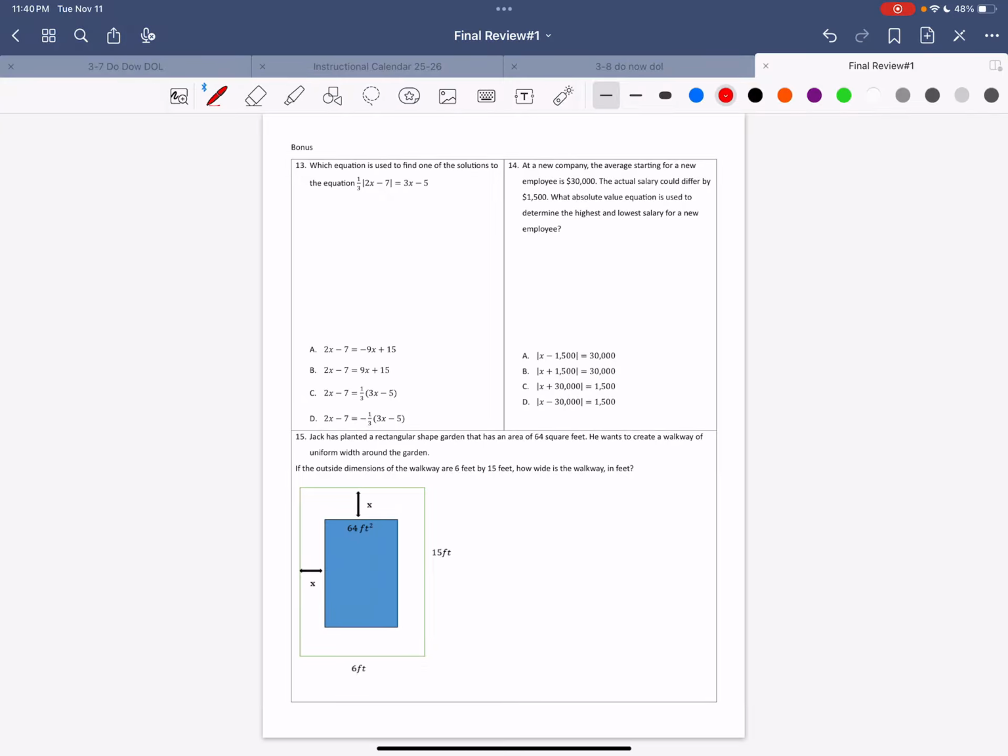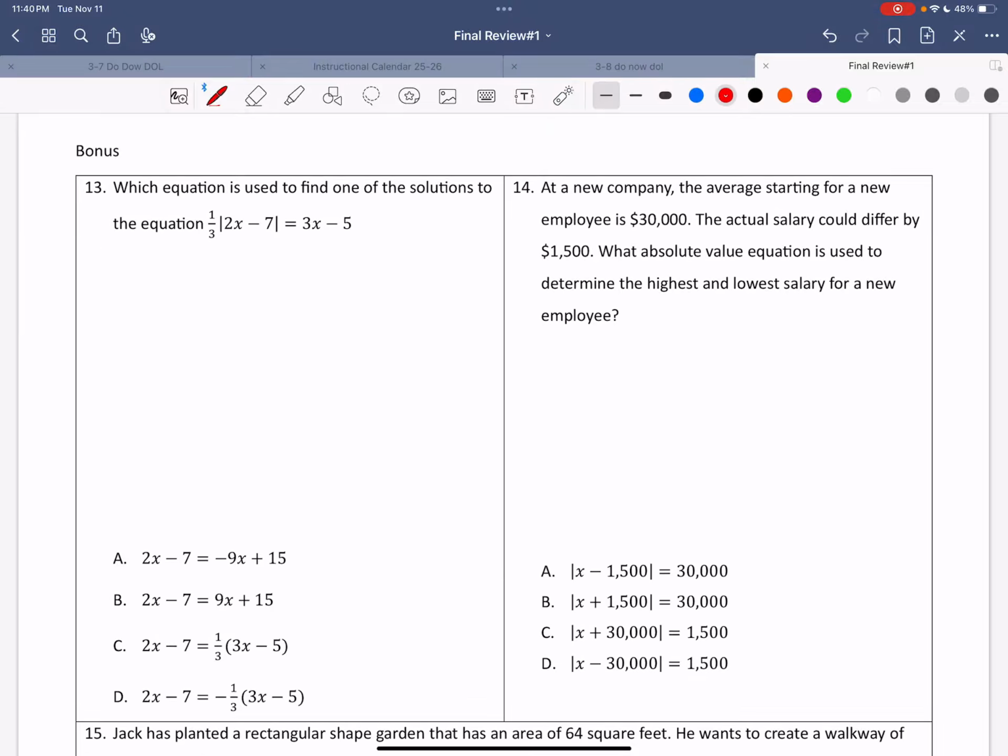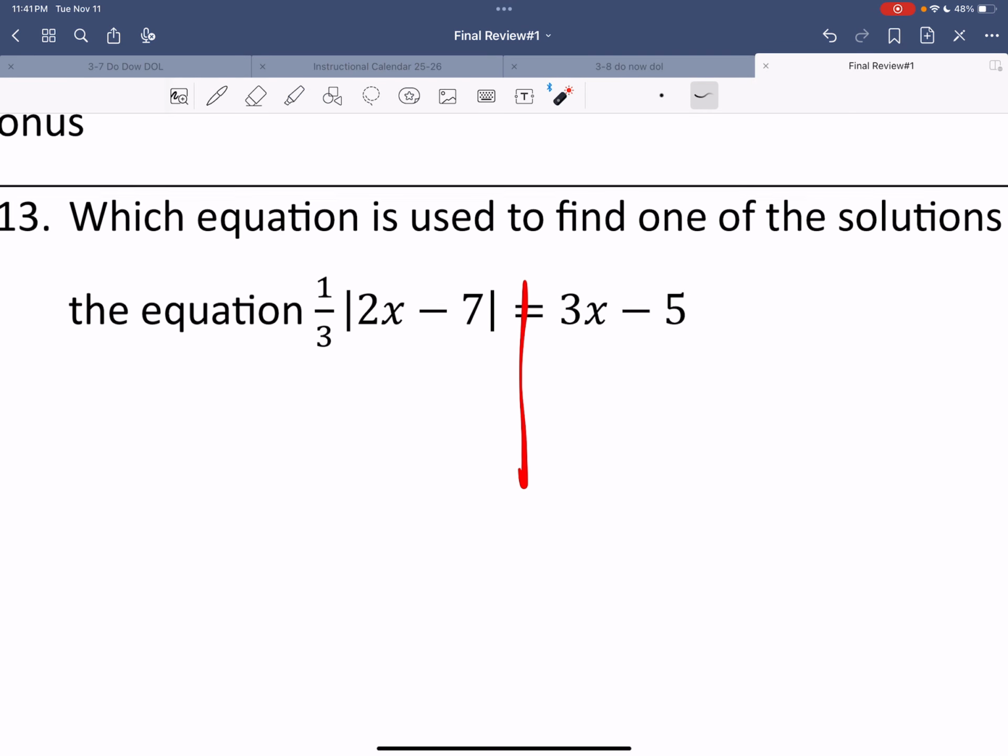Finally, let's go over these questions. It's very easy. It says, which equation is used to find one of the solutions to the equation? That's simple. You basically have to do it by hand.